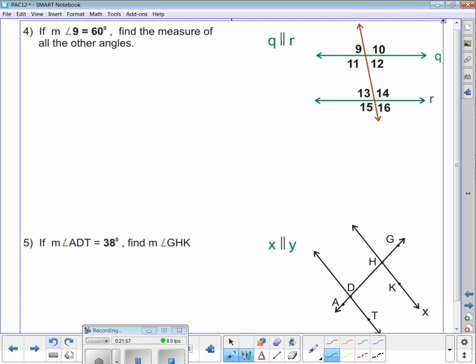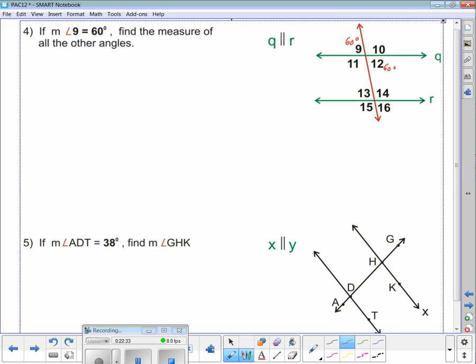So watch what happens. They tell us that the measure of angle 9 is 60. So right where 9 is, I'm going to write 60. Now using vertical angles, supplementary angles, alternate interior, corresponding, you can get all 8 angles of these parallel lines. If that one's 60, 12 is 60. Vertical angles. Aren't 9 and 12 vertical angles?